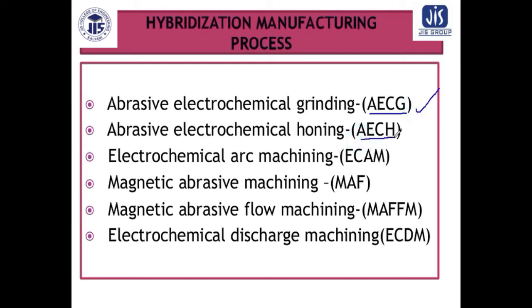Next comes AECH, that is abrasive electrochemical honing process. Next we are talking about ECAM, that is electrochemical arc machining. Next we are coming to MAF, that is magnetic abrasive finishing. Next we are talking about MAFM, that is magnetic abrasive flow machining process. And next we are talking about ECDM, that is electrochemical discharge machining process. So these are all the various hybrid manufacturing processes.